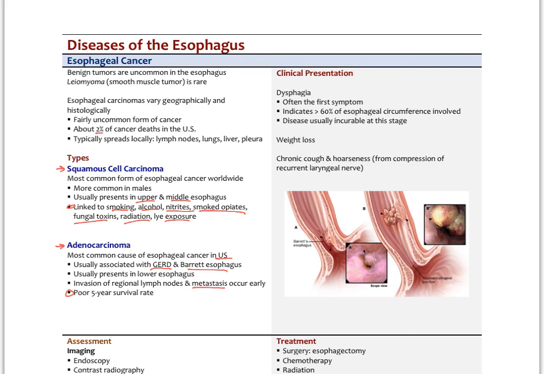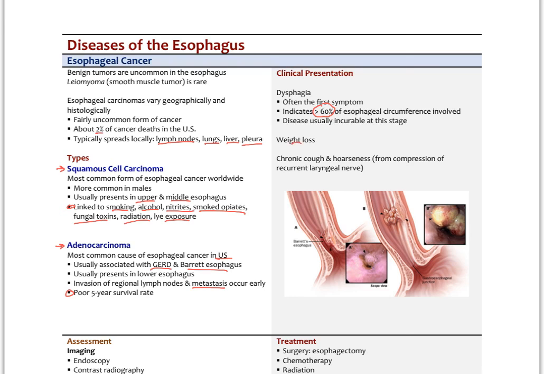It's going to spread locally through lymph nodes to the lungs, liver, and then the pleura around the lungs. Probably the first presentation is going to be dysphagia. And whenever you have dysphagia, that pretty much indicates that over 60% of the esophageal circumference is already involved. And usually by then, the disease is actually incurable. So again, early detection is really the key here.